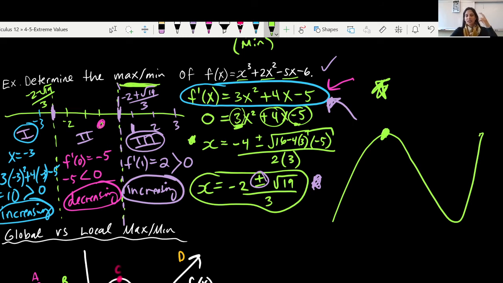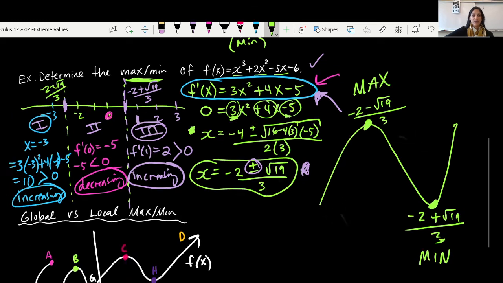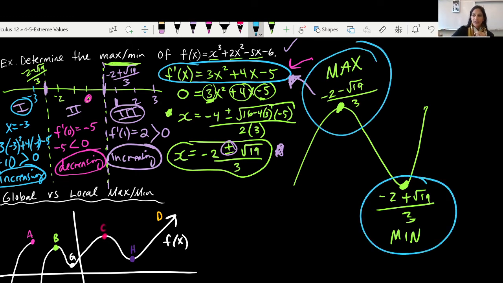So I'm hoping you're able to sort of tie this in with past knowledge. This would be at the point -2 minus root 19 all over 3. And at the bottom here would be my minimum value. And that would be happening at the point where I had -2 plus root 19 all over 3. So this would be my max, and this would be my min. And you can see the idea of how we came up with that. So after all this work, there's our answer, and there's our answer.